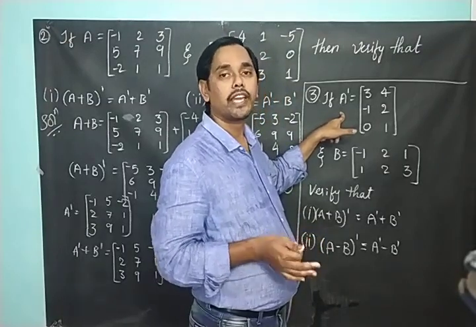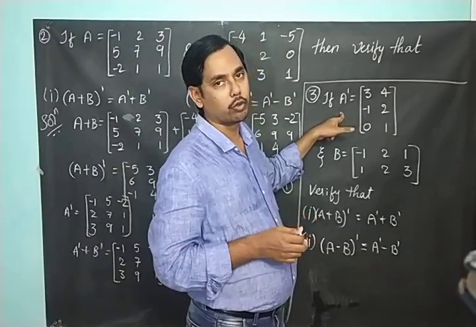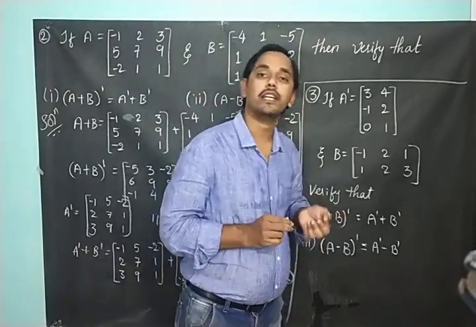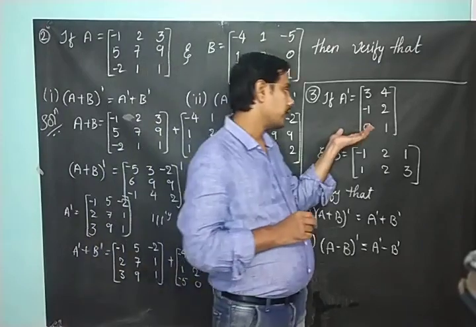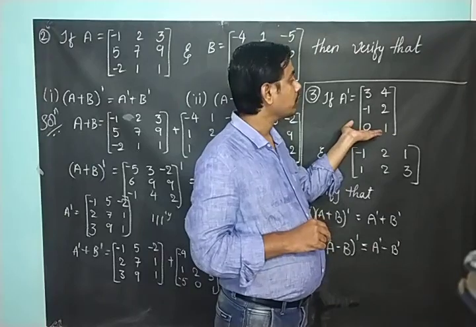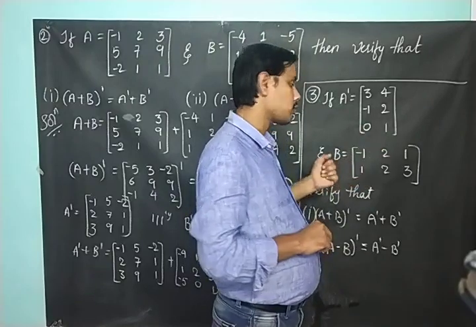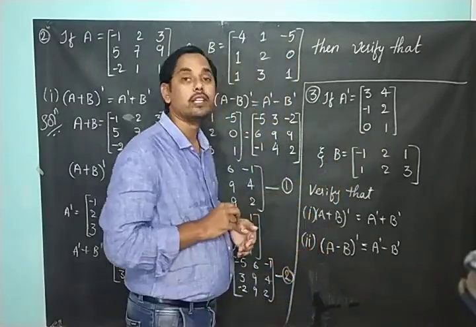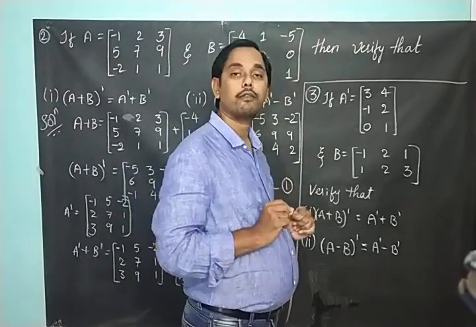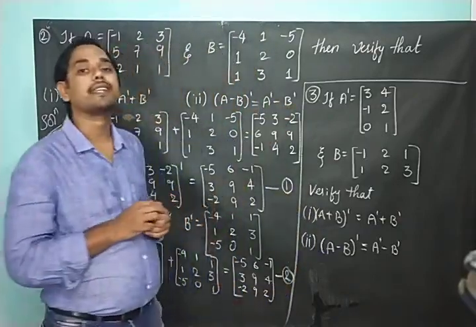If you have A, how do you get A dash? By converting rows into columns and columns into rows, by interchanging rows and columns. Similarly, if you have A dash, you can get A the same way. The order here is 3 cross 2, so when you take A, it will be 2 cross 3. B is also of order 2 cross 3, so they will be eligible for addition. So get A out of this, then apply these formulas. Is that clear? You can try the second part and the third one as your homework.